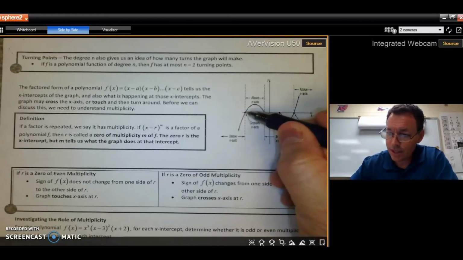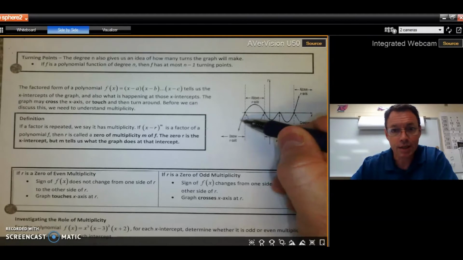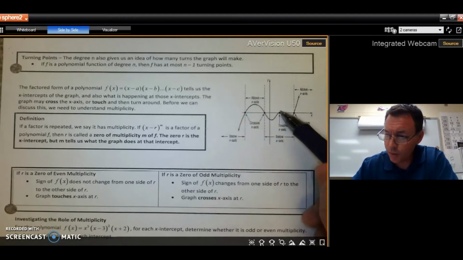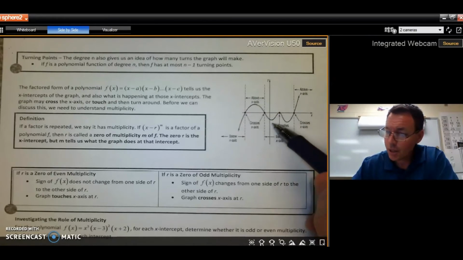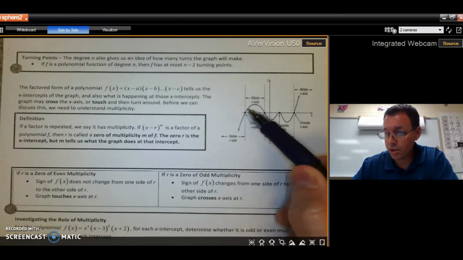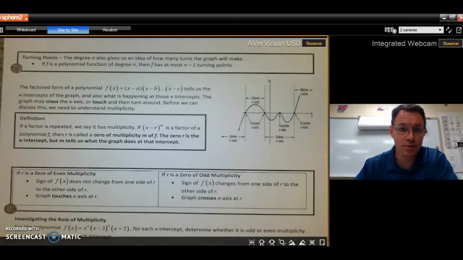This is an example of an x-intercept where you're going up, up, up, hit it, and then you pass through to the other side. So the graph can cross at an x-intercept, but if you look right here, this is still an x-intercept. The graph goes up, touches the x-axis, but then turns around and goes back the way it came. So there are 2 things that can happen at an x-intercept. The graph can cross, or it can touch and then turn around and not pass through to the other side.